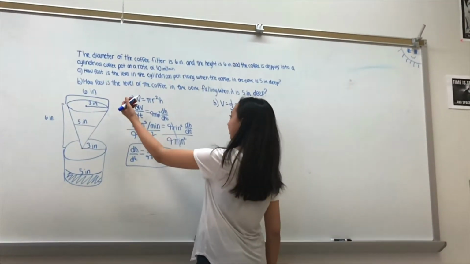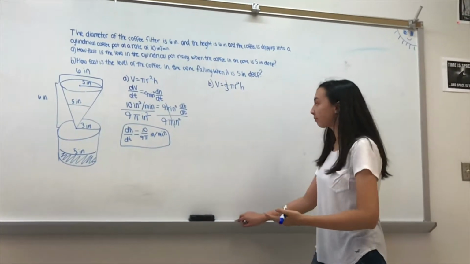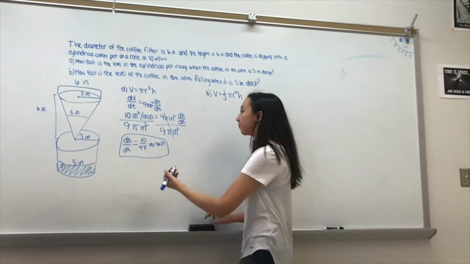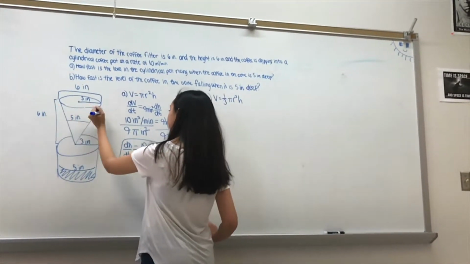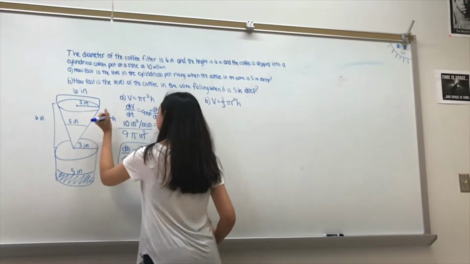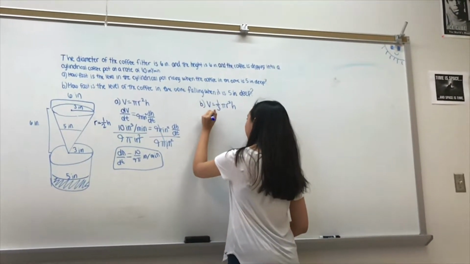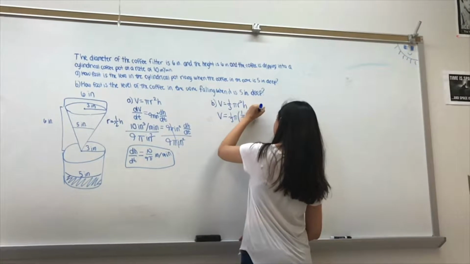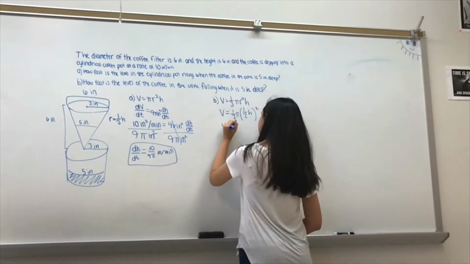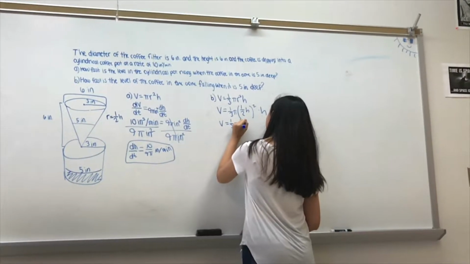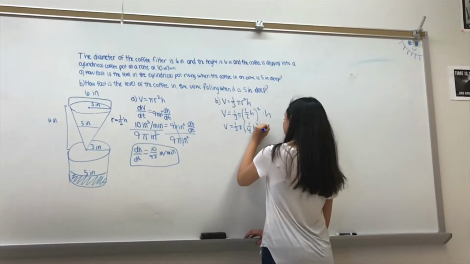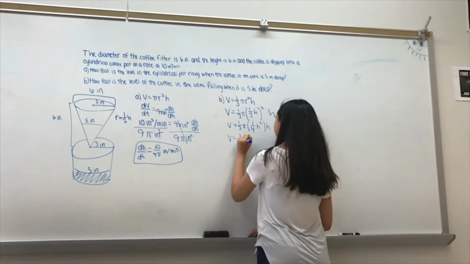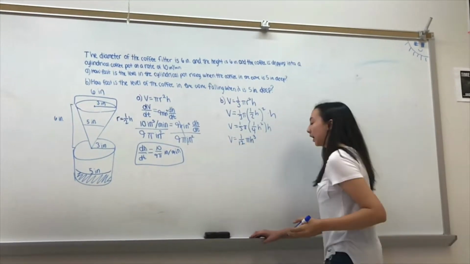Okay, so part B asks, how fast is the level of the coffee in the cone falling when it's 5 inches deep? We can solve this using the volume equation of a cone. The first thing we need to do here is express r in terms of h. As you can see, the radius is 3 and the height is 6, which means r is 1/2 of the height. We can plug this back into our volume equation. Which can be simplified to V equals 1/3 pi (1/4 h squared) times h. And when we multiply all of these terms together, we get V equals 1 over 12 pi h cubed. So now we're ready to take the derivative.